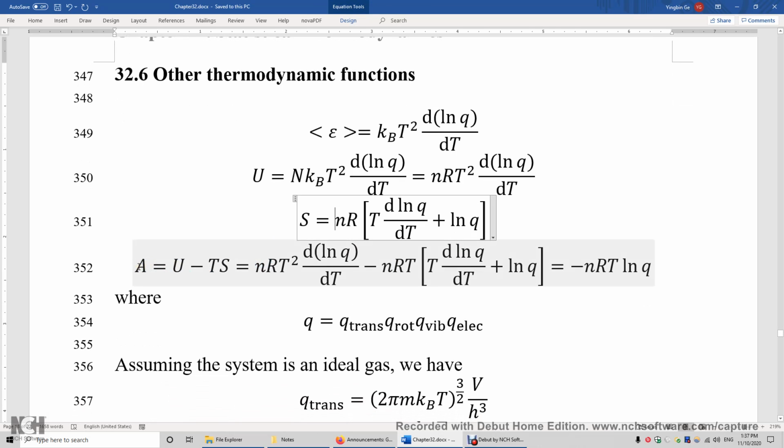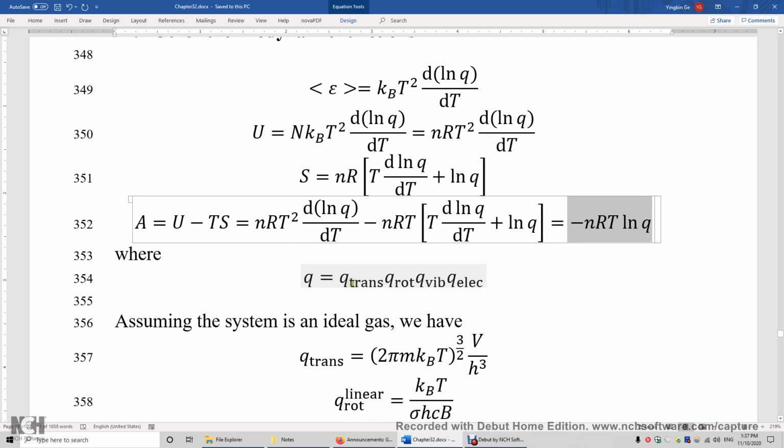And then A, the Helmholtz energy of the system, is equal to U minus TS. So we have this minus temperature times this. The final expression is negative nRT ln Q. So the expression for the Helmholtz free energy of the system is simply negative nRT ln Q. And Q is the product of the translational partition function, rotational partition function, vibrational partition function, and electronic partition function.